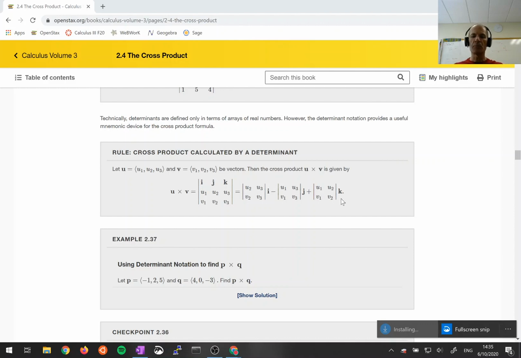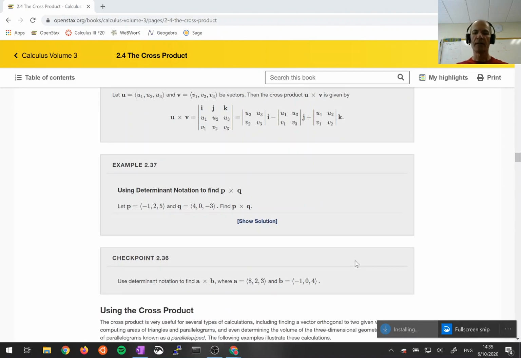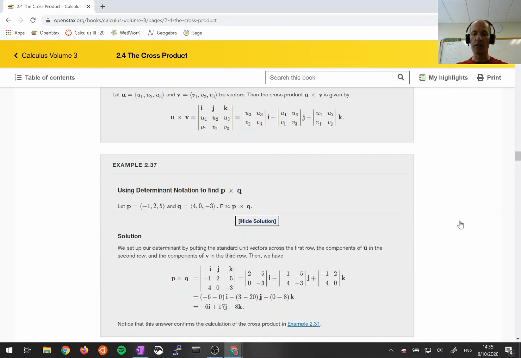And these three simple calculations are going to give you the cross product. And that's how I want you to compute the cross product, no matter where you are in this class. It's how I do it to this day, and I've been doing this for a long time. For example, let's look at two vectors. P is -1, 2, and 5. Q is 4, 0, -3, and we want to find P cross Q.